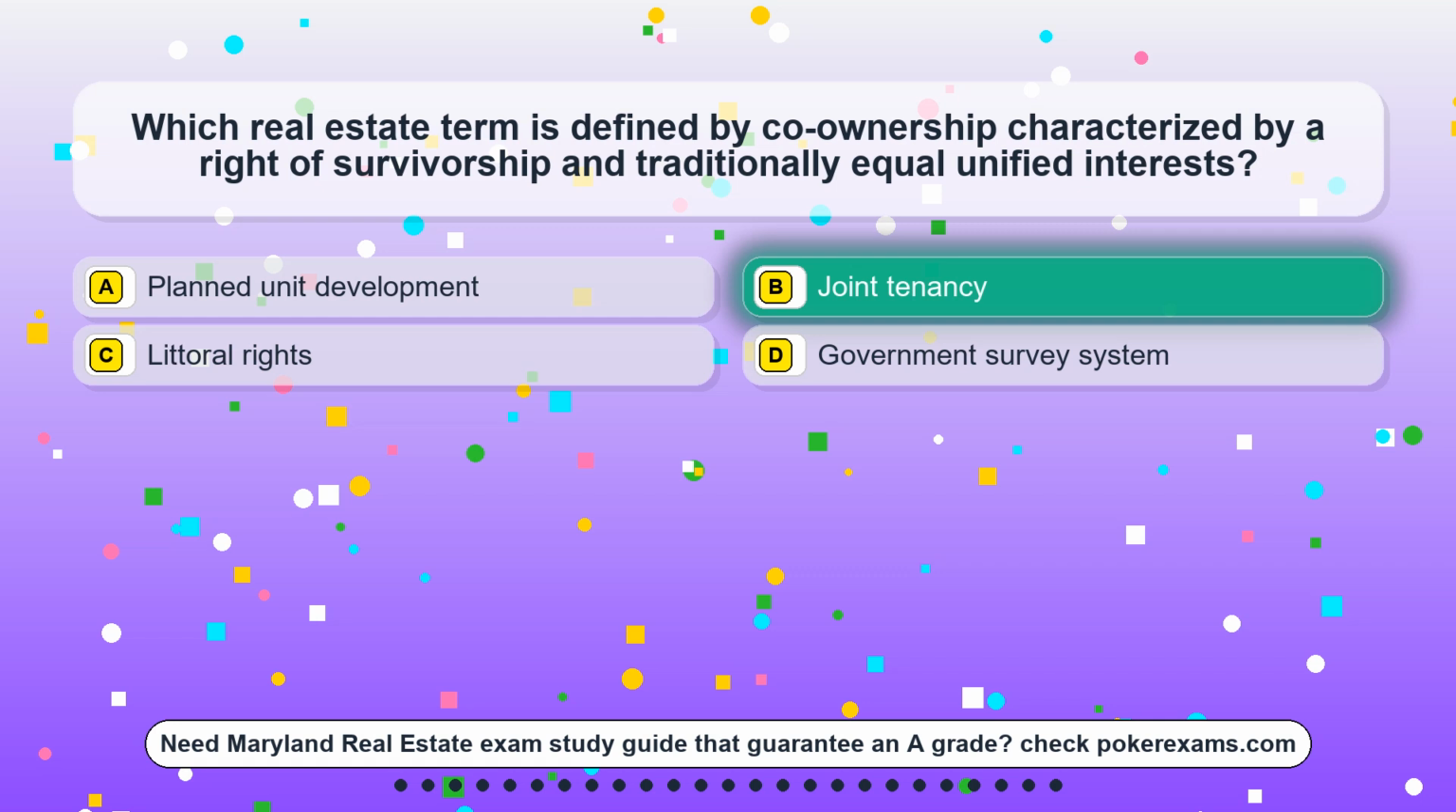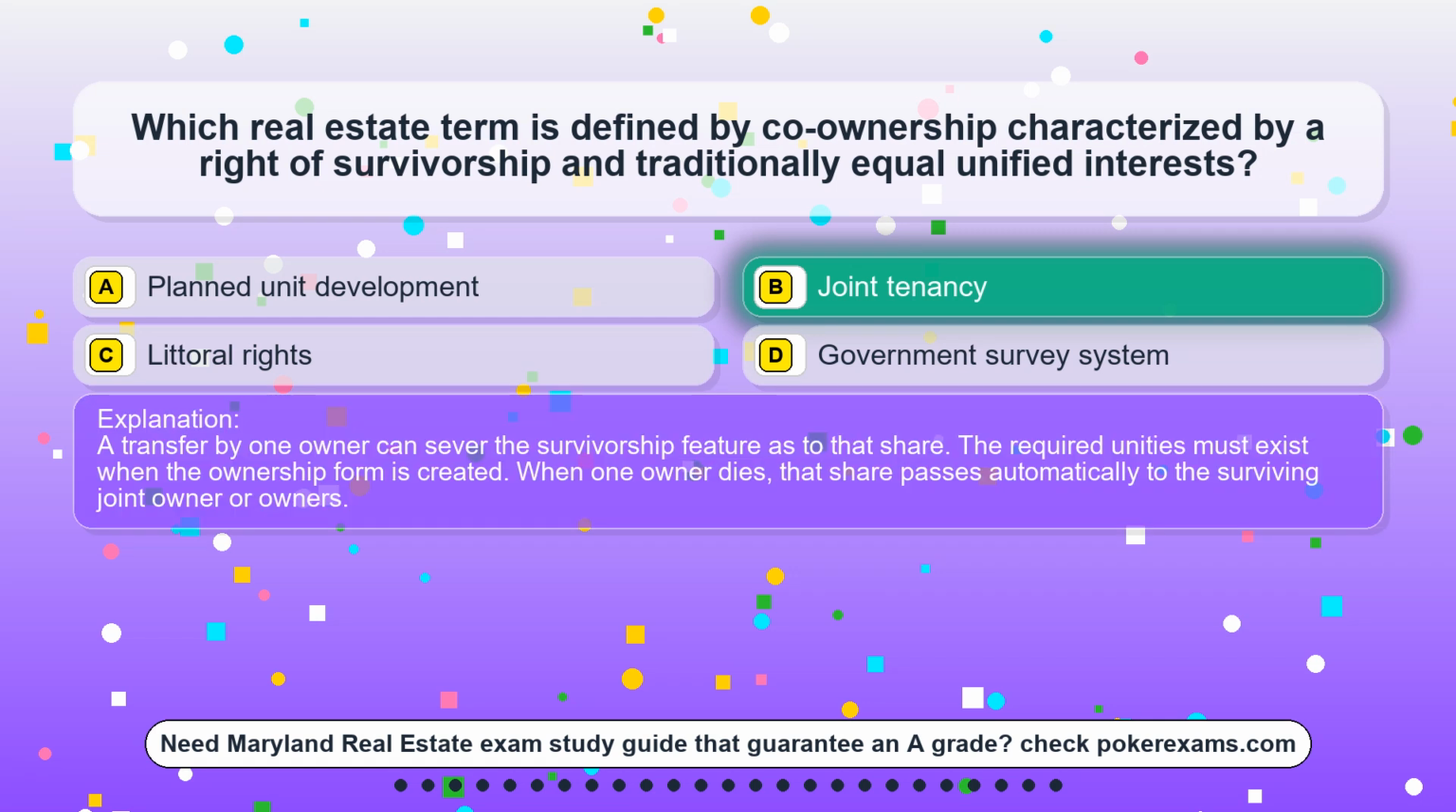The correct answer is option B, joint tenancy. A transfer by one owner can sever the survivorship feature as to that share. The required unities must exist when the ownership form is created. When one owner dies, that share passes automatically to the surviving joint owner or owners.